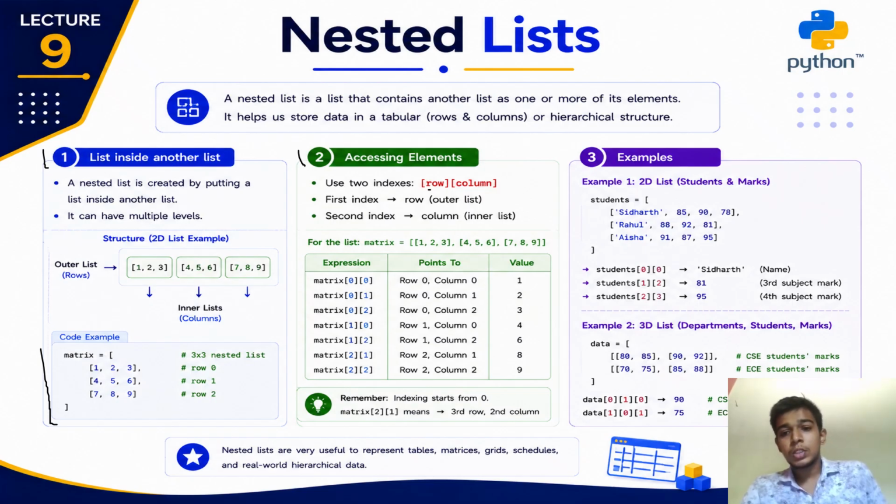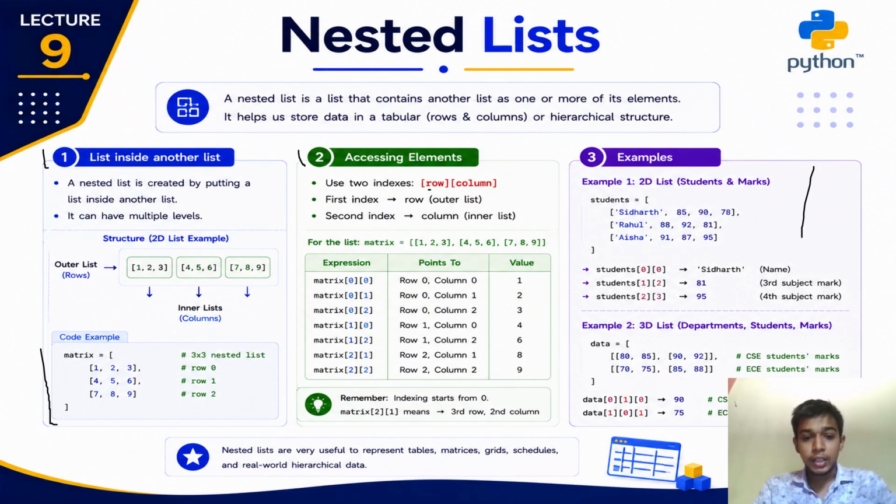Now let's move to see a real life example. Here first read this list. Each inner list stores one student's information. The first value is the student's name, the remaining values are marks. Now student[0][0] will give the output Siddharth because it is the first student's name. Next, marks.